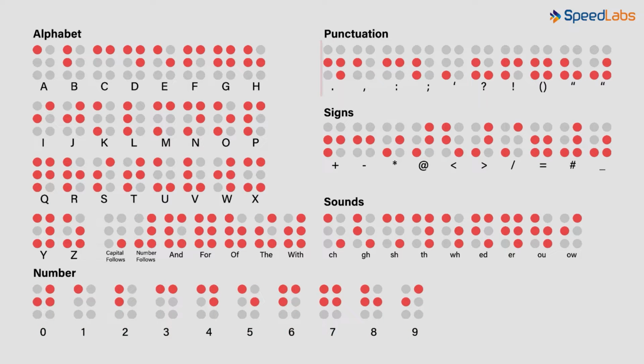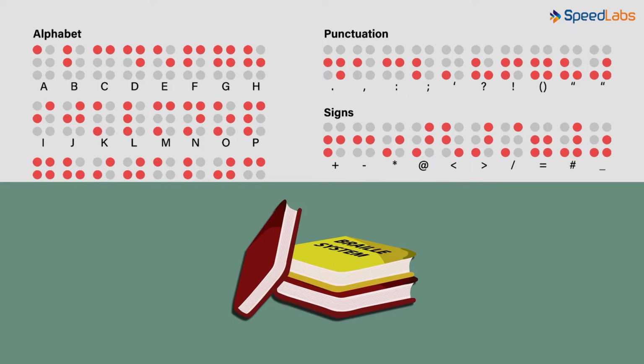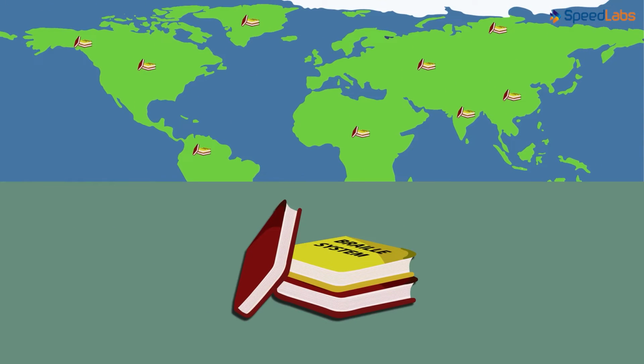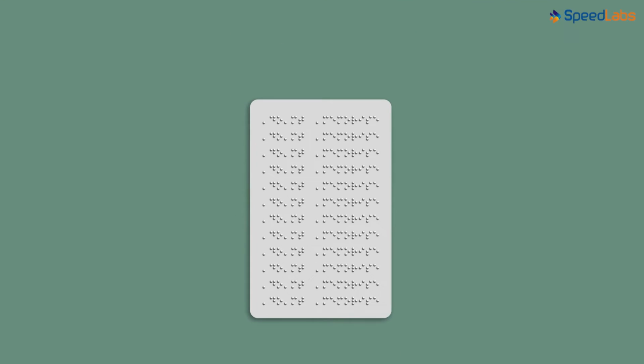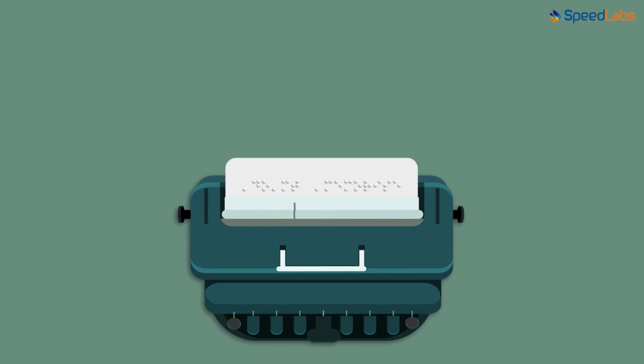We also have patterns for punctuations and signs. You can see that this cell represents the question mark sign, whereas this cell represents the plus sign. The Braille system is the most popular system for the visually challenged people used across the world. Braille text can be produced by hand, or nowadays it is produced using specific typewriters as well.